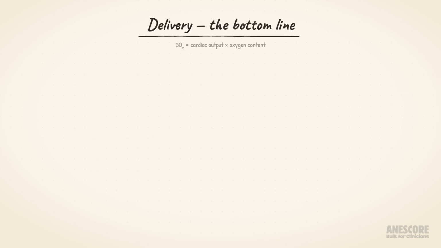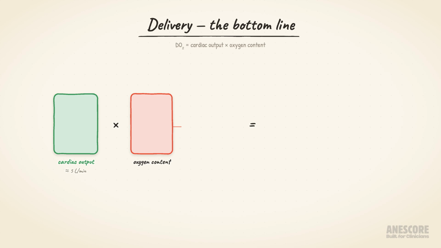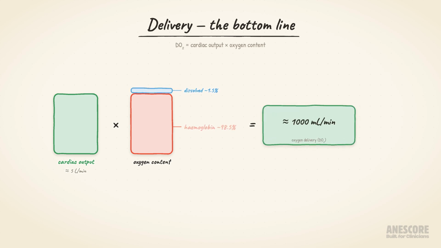One last idea, and it is the one that matters most at the bedside. What truly reaches the tissues is not the oxygen pressure. It is the delivery. And delivery is just two things multiplied together: how much blood the heart pumps each minute and how much oxygen each portion of blood carries. That carried amount is almost all hemoglobin. So the big levers are hemoglobin and the heart, not the oxygen pressure. Always look at the whole picture.